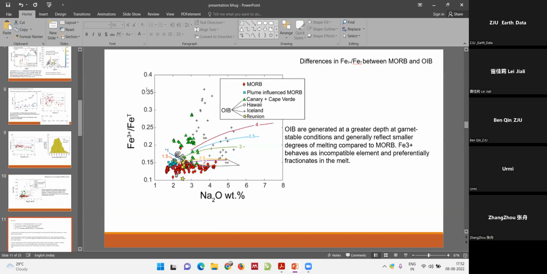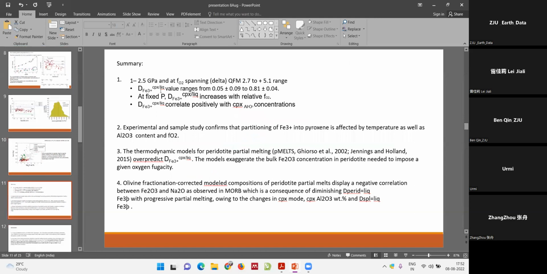So overall, what they have summarized is that over the whole experimental range of about 1 to 2.5 GPa, and at oxygen fugacity spanning from ΔQFM of about -2.7 to +5.1, the partitioning coefficient of Fe3+ between clinopyroxene and liquid ranges between 0.05 and about 0.81. If the pressure is fixed, this value increases with increasing fO2, and it also correlates positively with aluminum oxide concentration. So it also suggests that apart from aluminum concentration and fO2 condition, temperature and pressure are also controlling factors.